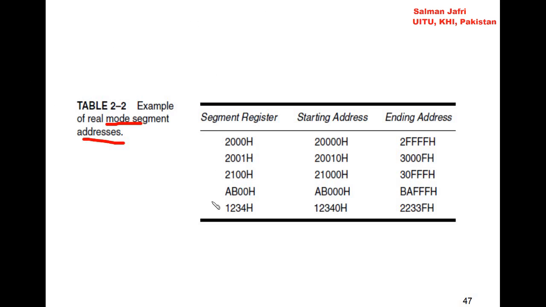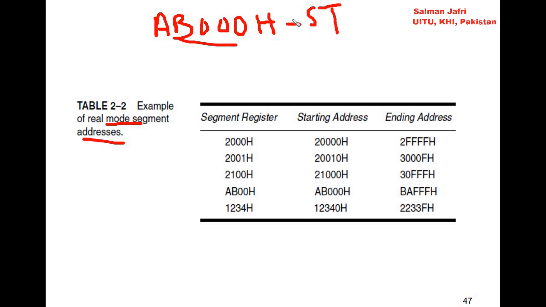AB00H would translate to AB000 hex. For the starting address, we'll put 0000 as the offset address. So this is basically the starting physical address. Okay. So what would be the final address?